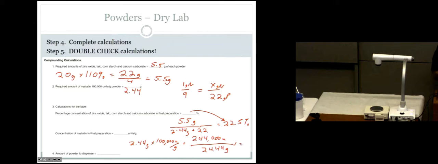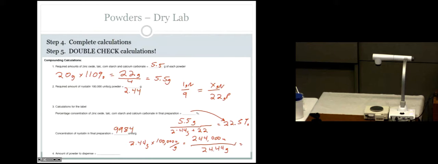If you do that, the total will be in units per gram. So 244,000 divided by 24.44. I got 99.84. Everyone okay with that? Got it?